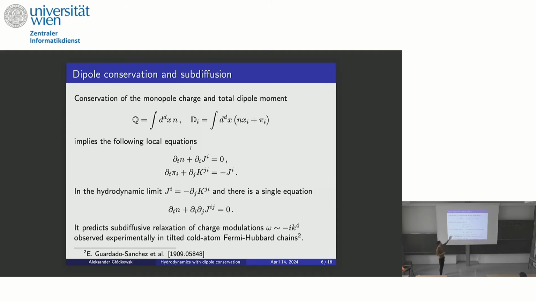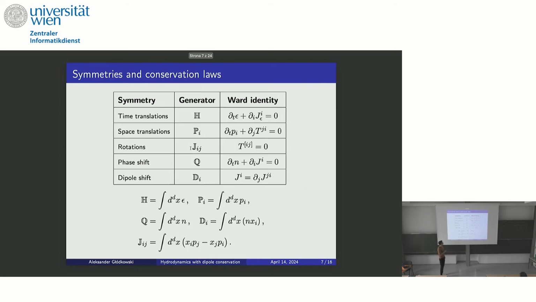So in normal hydrodynamics with just charge conservation, you have a fixed law for the transport of charge. Here you will have an equation with 4 spatial derivatives of density that gives you the subdiffusive relaxation that has been observed experimentally in those experiments on cold atoms.